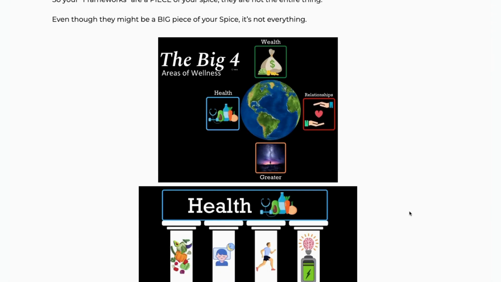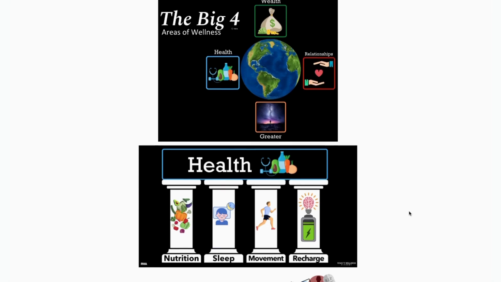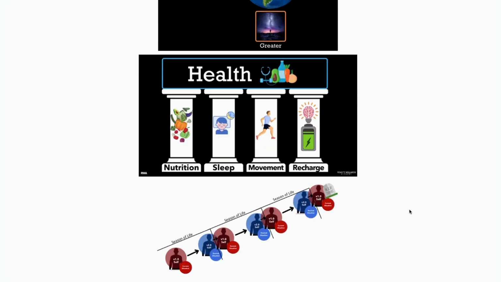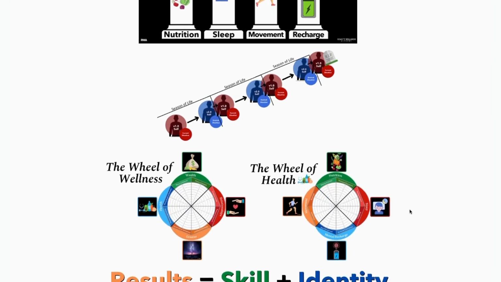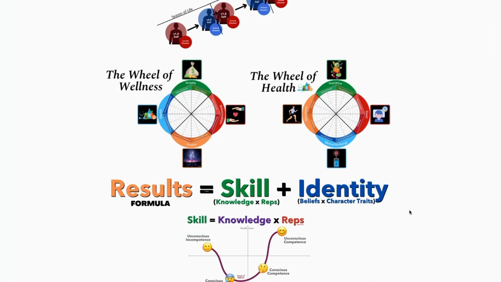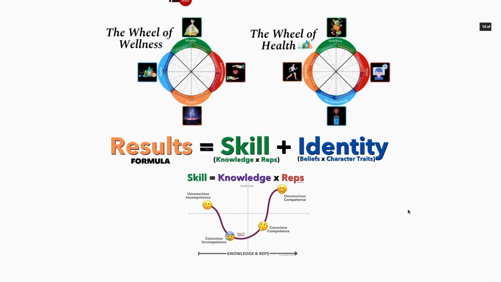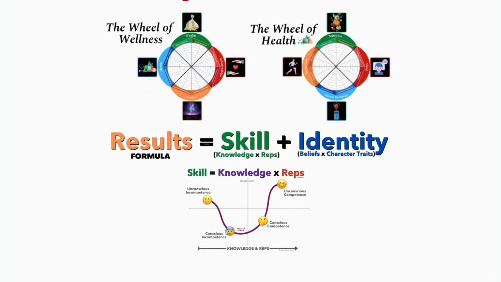And so the big 4 areas of wellness, that is a framework. The 4 pillars of health, that's a framework. When we talk about the seasons of life, that is a framework. We talk about the wheel of wellness, the wheel of health. We talk about the results formula, so results equals skill plus identity, and then specifically skill equals knowledge times reps. And on top of that, we have the skills curve. All of these are examples of frameworks when we talk about being able to communicate something.